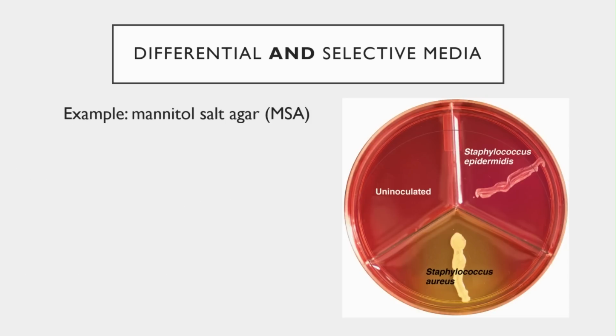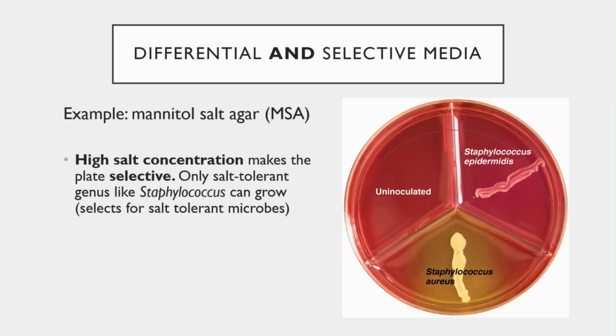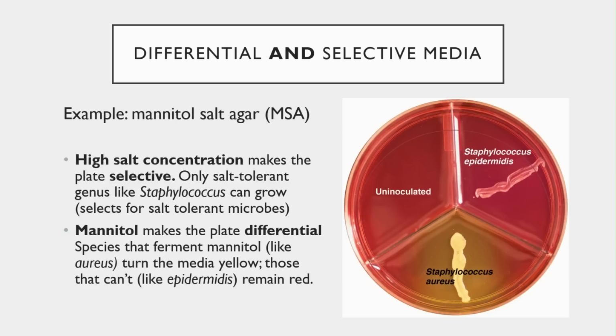Here's an example of a differential and selective media. Mannitol salt agar, also called MSA. Within MSA, there's a high salt concentration, which makes the plate selective. Only salt-tolerant genuses, like Staphylococcus, will be able to grow on MSA. Staphylococcus is an organism that's present on your skin. And you can imagine your skin has a lot of salt. So we can get staph or Staphylococcus to grow on this plate.